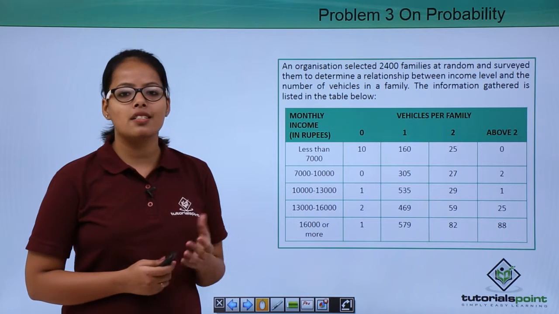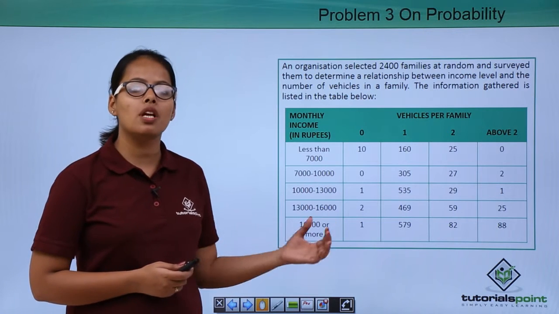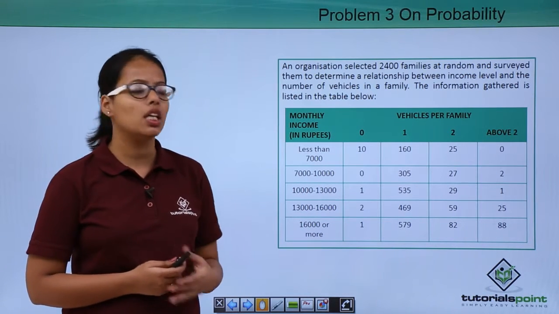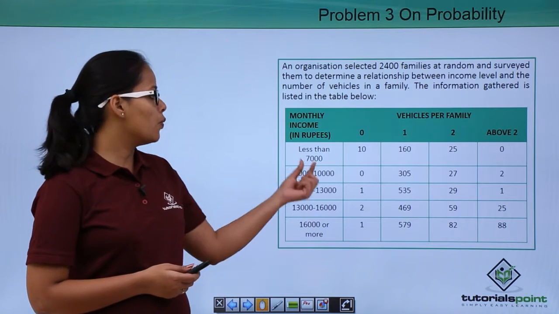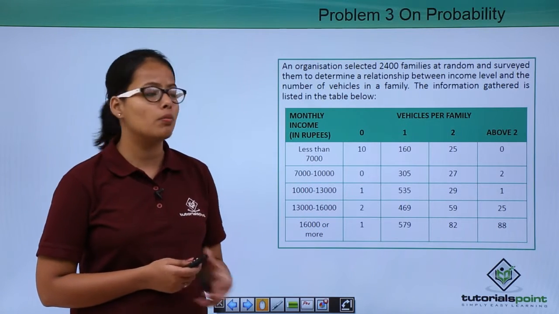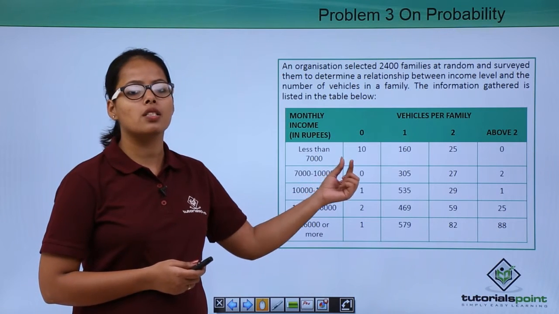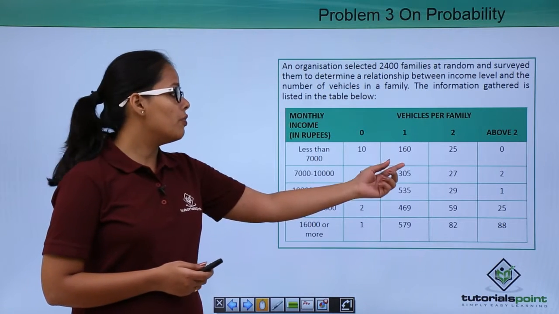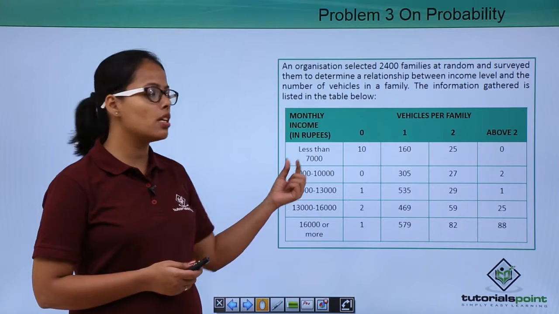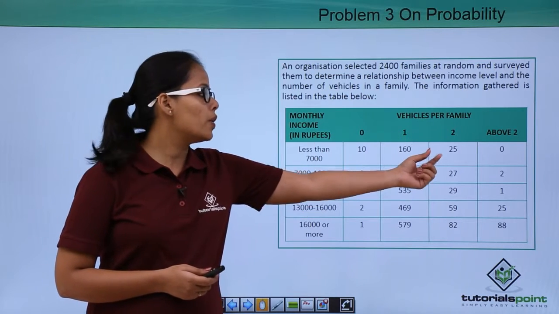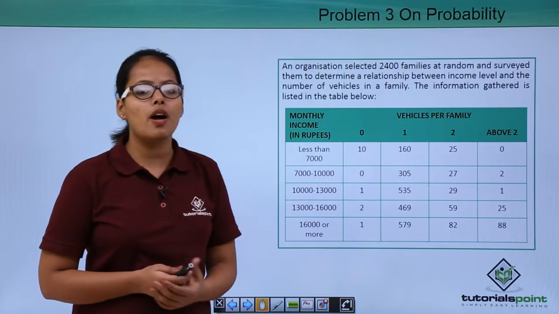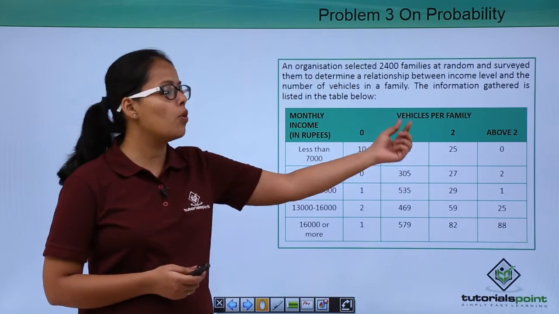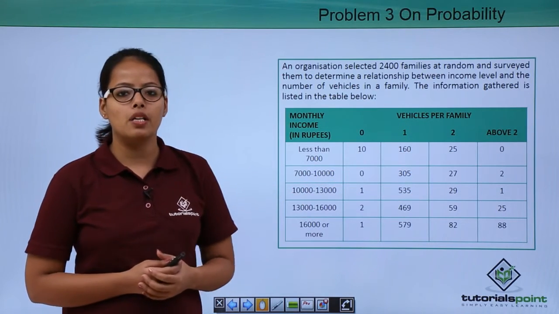Now they can earn less than 7,000, 7,000 to 10,000, 10,000 to 13,000, 13,000 to 16,000, and more than 16,000. So families with less than 7,000 income who own 0 vehicles are 10. But 160 families with this income own 1 vehicle, 25 families with this income own 2 vehicles, and 0 families with this income own more than 2 vehicles.